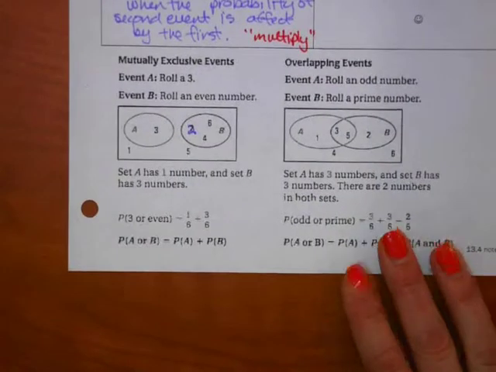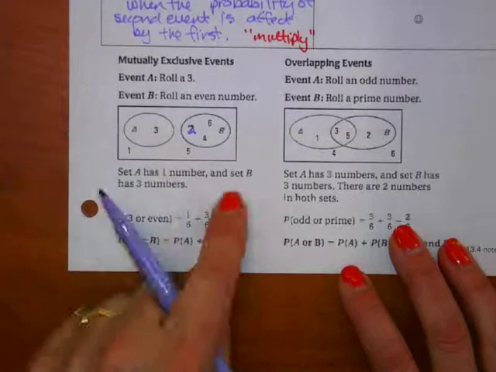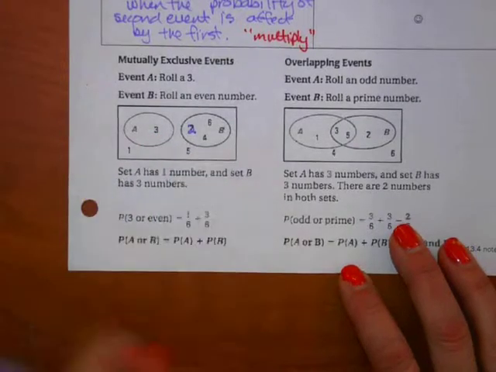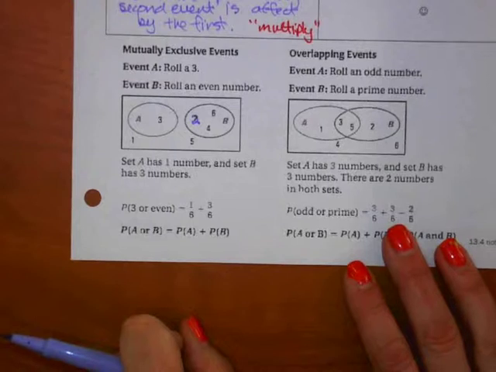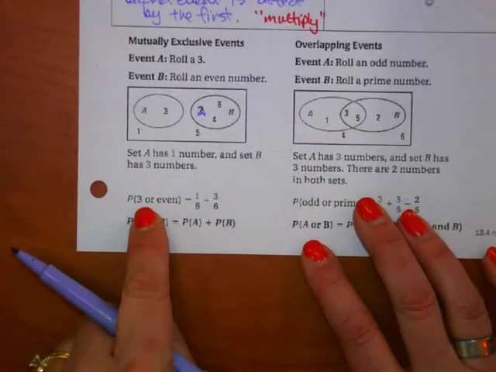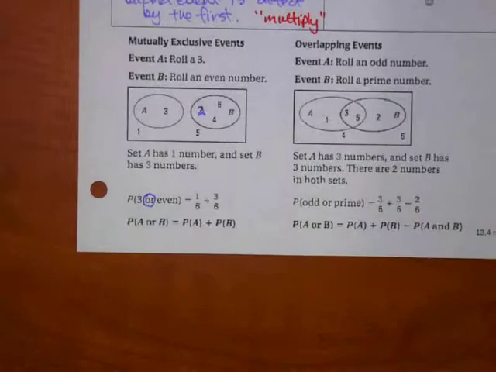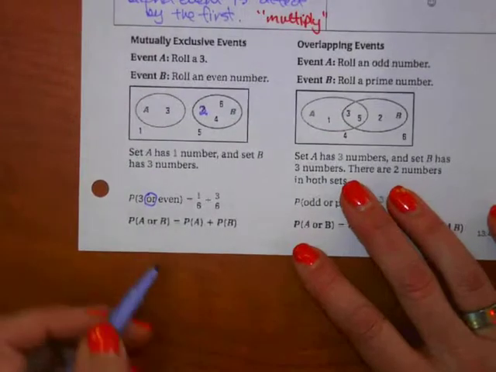Okay. Set A has 1 number. There's only 1 number here, right? And set B has 3 numbers. So we want to find the probability of rolling a 3 or an even. There's that word or. That makes it a compound event. So we're looking at it as 2 different events, a 3 or an even. That means that you have to add them.